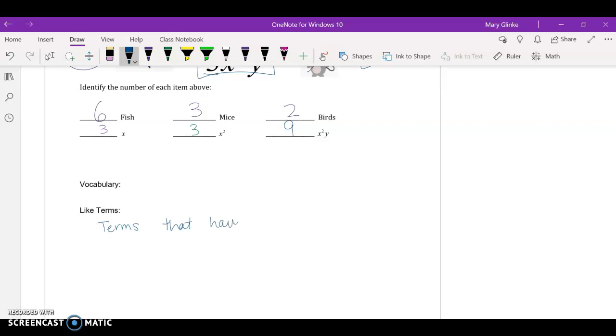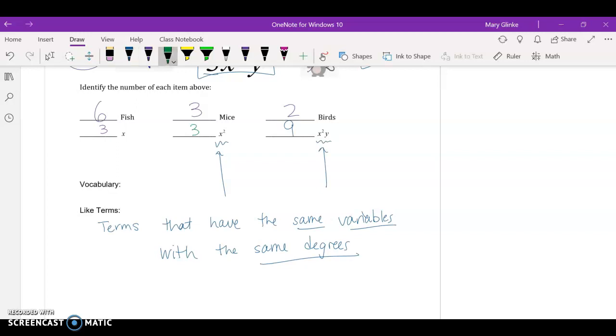So terms that have the same variables with the same degrees. So same variables, same degrees. So notice up here we had the x squared. We also had x squared y. Since this had different variables, those are not like terms. Also, this one had x and the next one had x squared, but they didn't have the same degree. One had x to the first power, one had x to the second power, so they were not like terms.